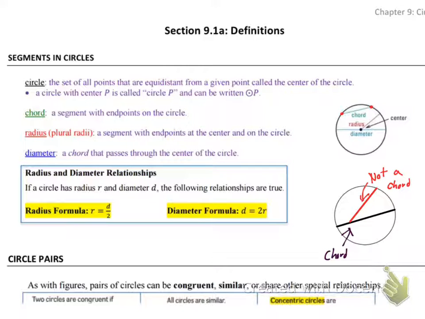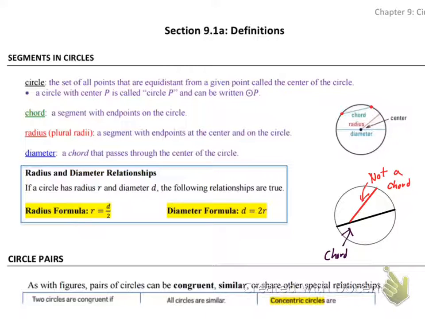So it passes through the center of the circle. So diameter, not only is it a chord, it's also 2 radii. All right, put together, that leads us to these notations. I'm not too worried about this right now, but basically our radius is half our diameter, where our diameter is 2 radii. That's all this is saying right now.